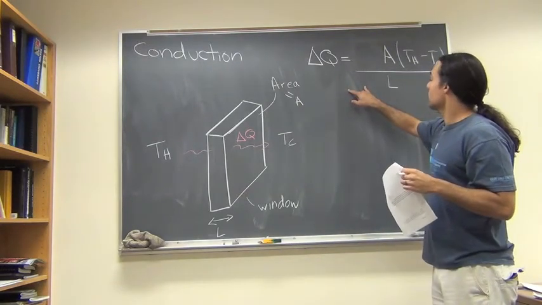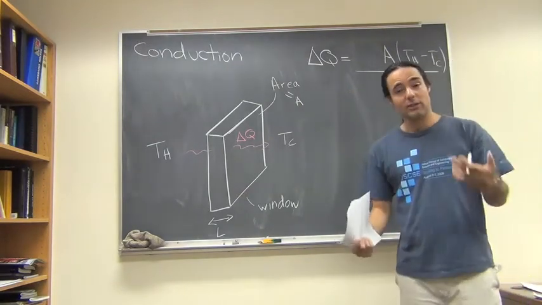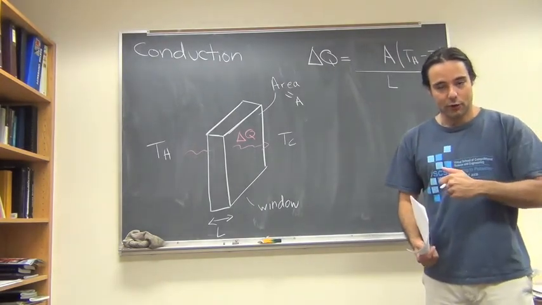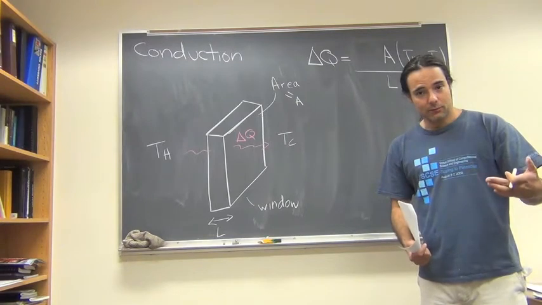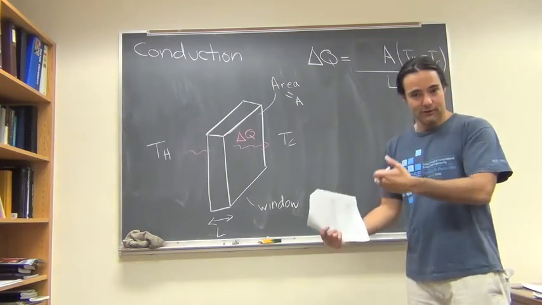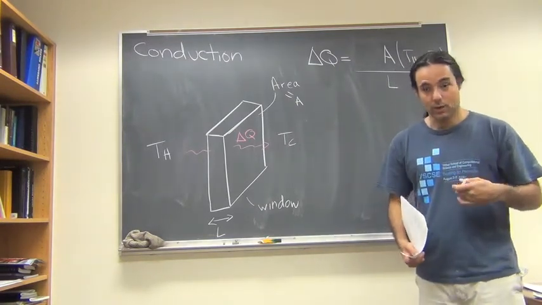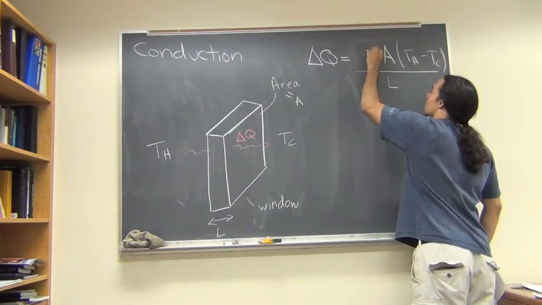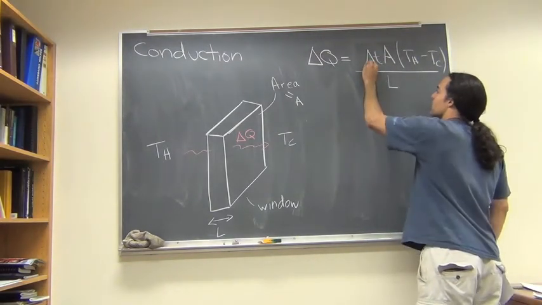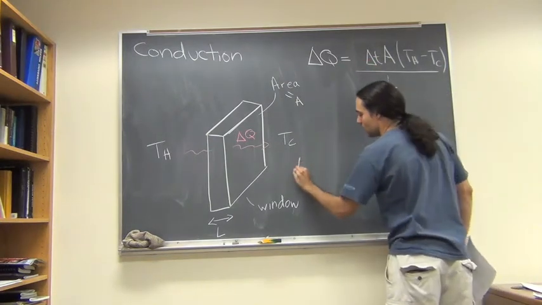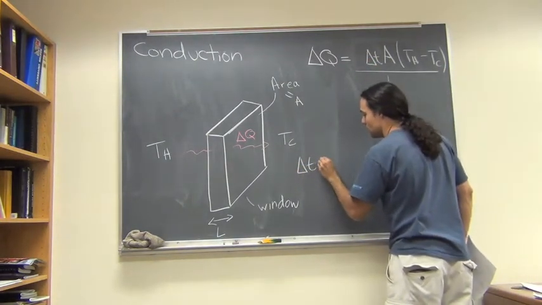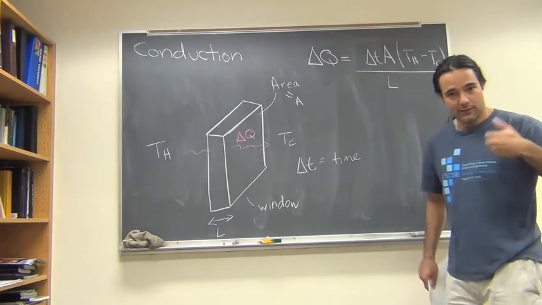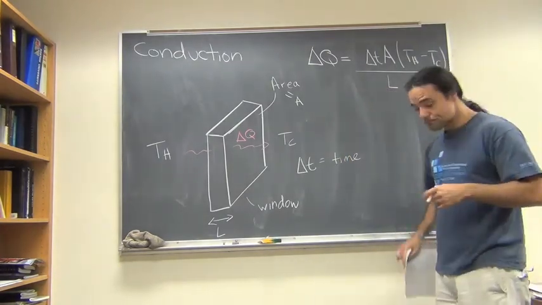Also, we would expect it depends on how much time I wait. So if I wait 5 minutes and measure the amount of heat that comes through, that's going to be less heat than if I sit there for an hour and measure how much heat comes through. So the longer I wait, call that delta T, so this is the change in time. How much time I wait for the heat to come through, and that's going to have an effect.